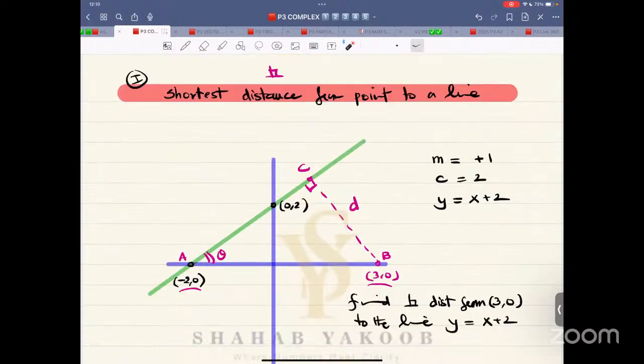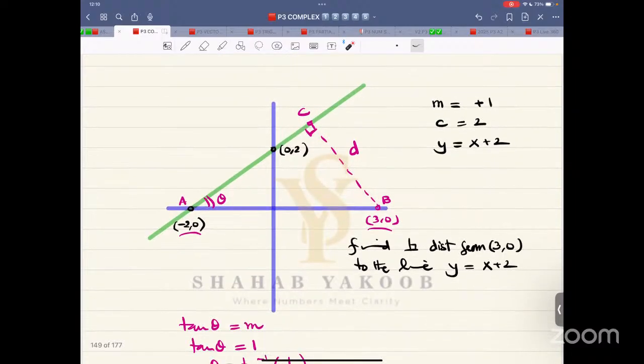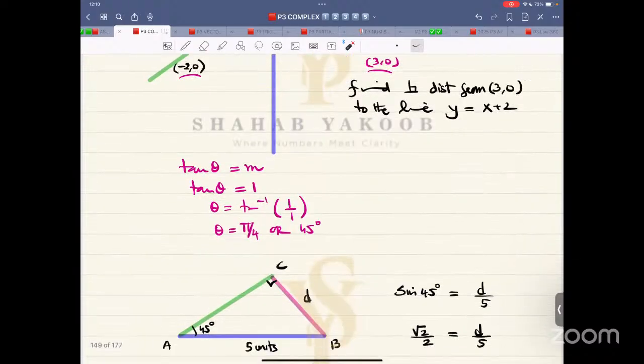Shortest distance from a point to a line is always the perpendicular distance. If there is a line and they're asking me the shortest distance from this point to this line, from this to this, let me find the horizontal distance, which is 5 units. If I have this angle, I can use it to find this thing. So this is the hypotenuse. This is the opposite. So m is 1, c is 2, y equals x plus 2.